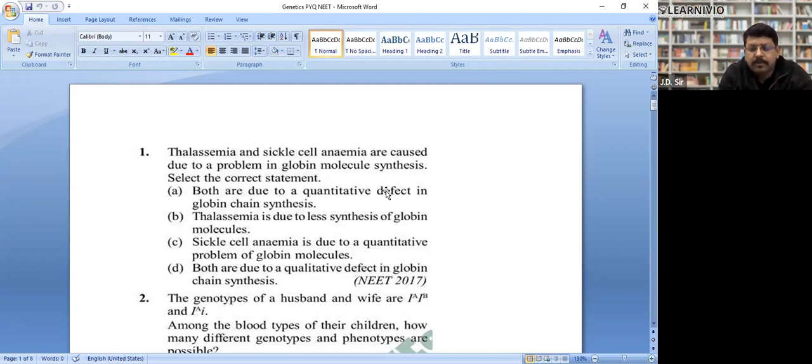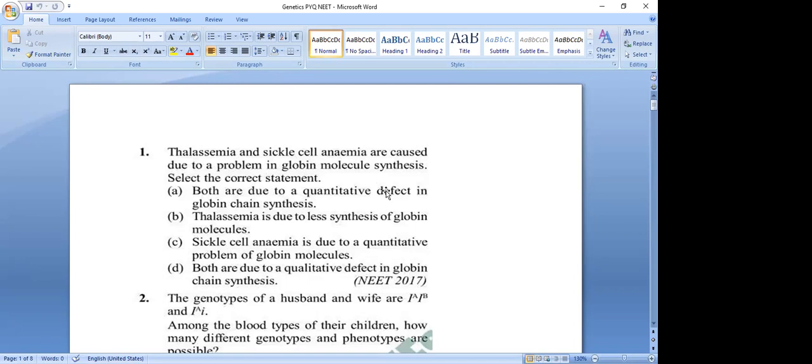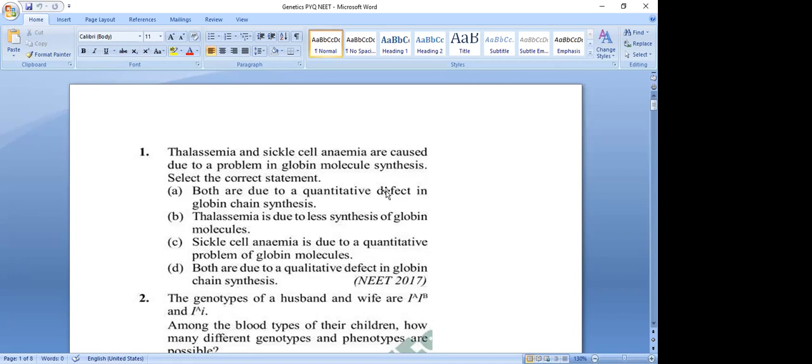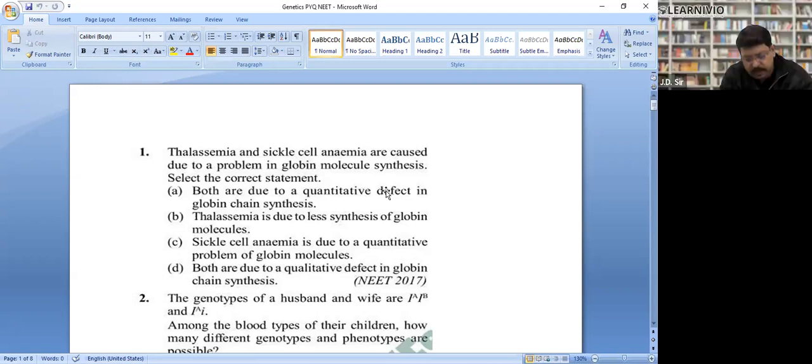So what is thalassemia? Memona? What is thalassemia? Tell me. It's basically a disorder which is inherited by the parents, and it's caused when the body doesn't make enough protein. That's where thalassemia occurs.